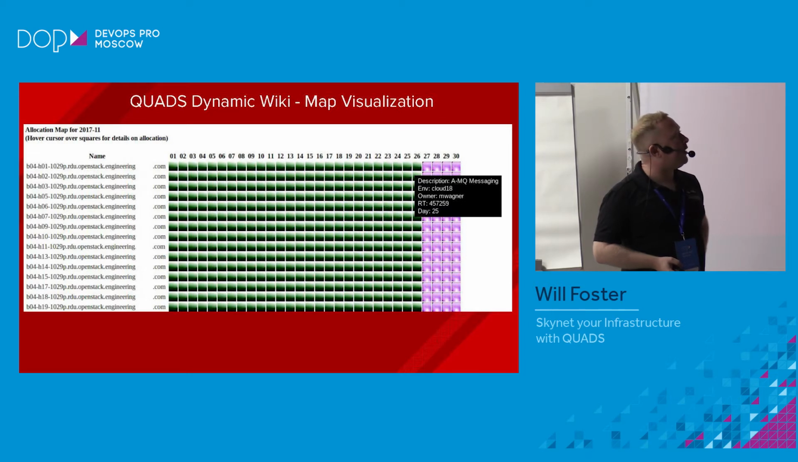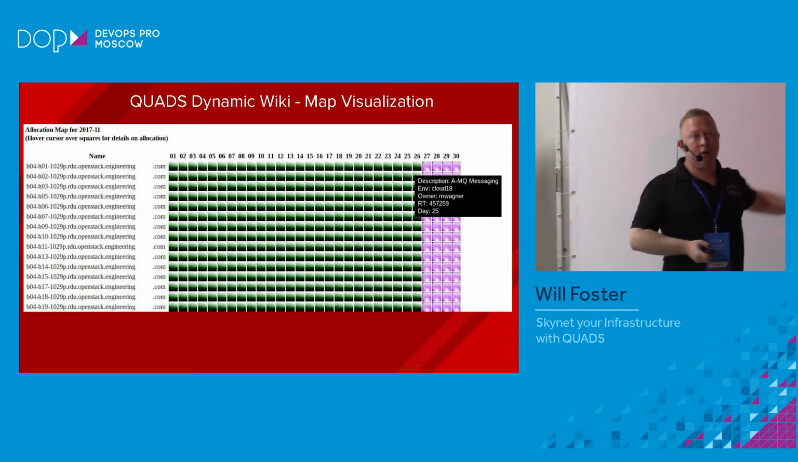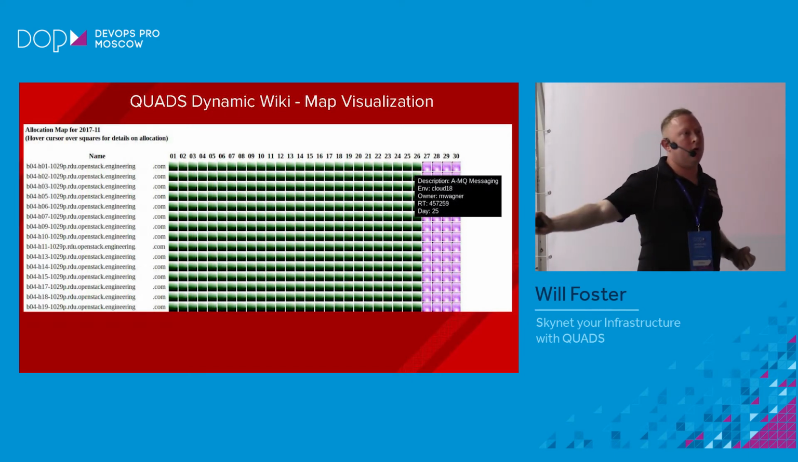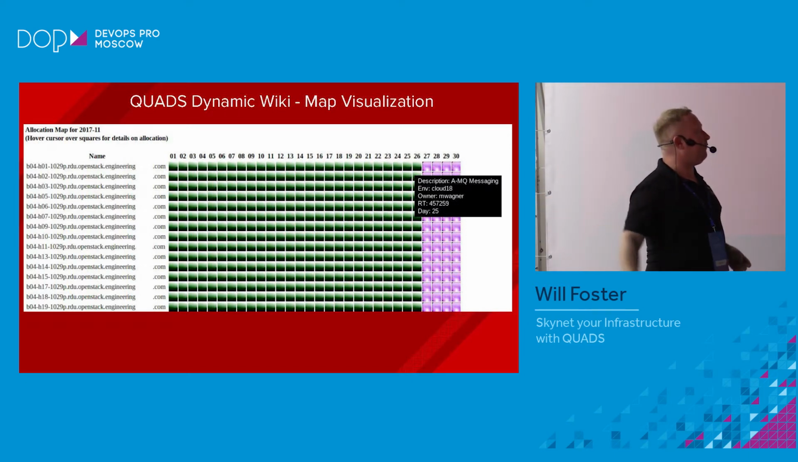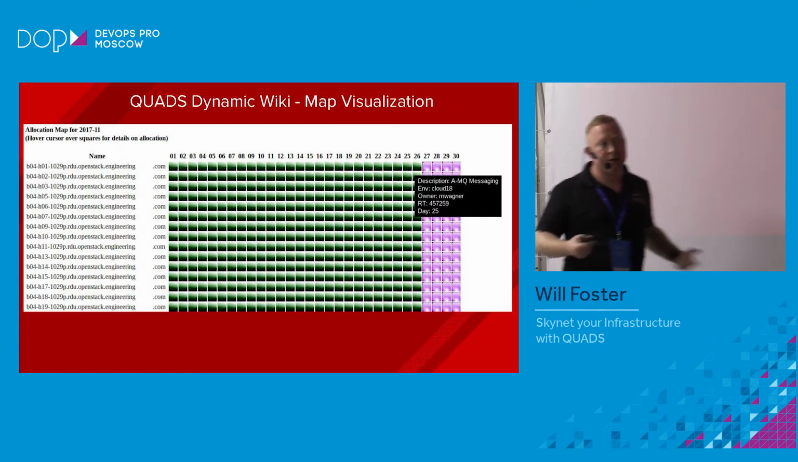I can take one glance at this and I can see, okay, the gray, these are free machines. So I know that Josephine engineer needs to have 30 servers, but between this date and this date, I can easily see what's available from this fleet, and then I can schedule it with QUADS.